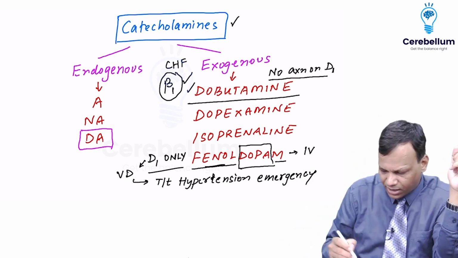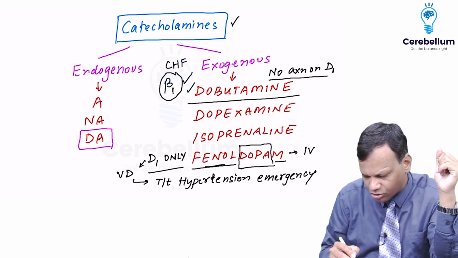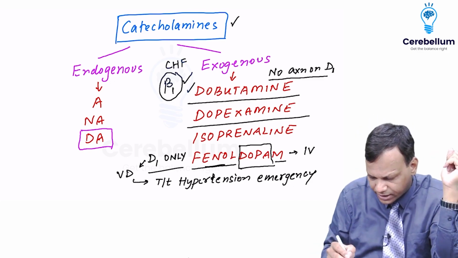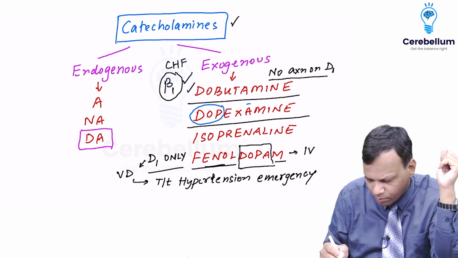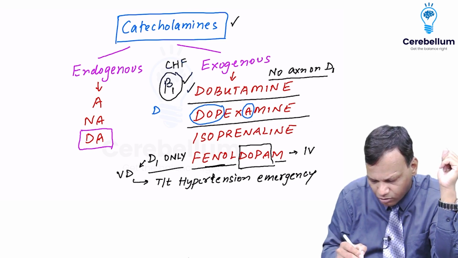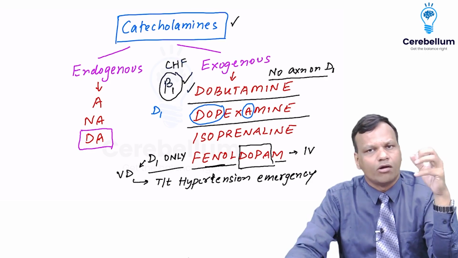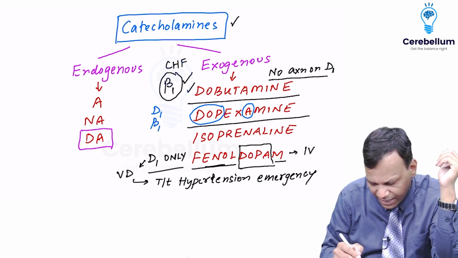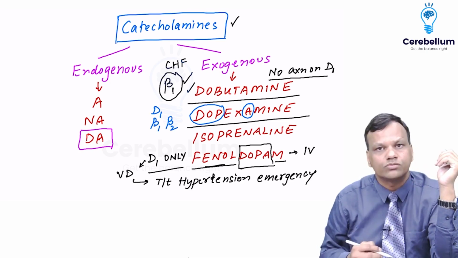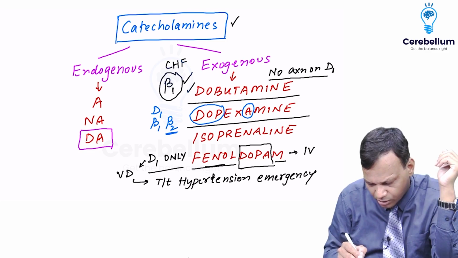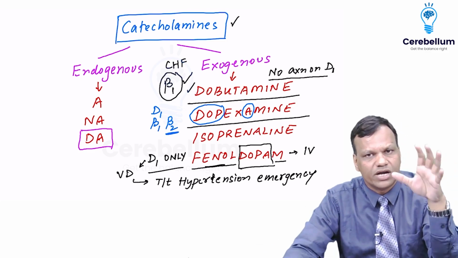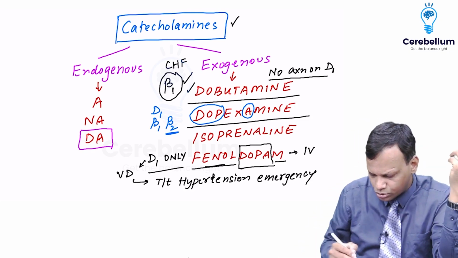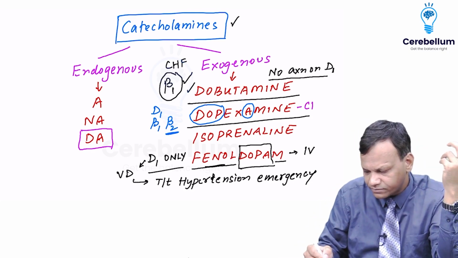Okay. Then another drug, if you see, the name of the drug is dopexamine. Dopexamine, if you see carefully, contains dopa. So it also contains dopa, means it can also stimulate D1 receptor. Now, apart from stimulating D1 receptors, it can stimulate the beta 1 and beta 2 receptors also. It is a very strong agonist on beta 2 receptors. Okay? So it stimulates D1, beta 1 and beta 2 receptors, and this drug is also used in congestive heart failure.